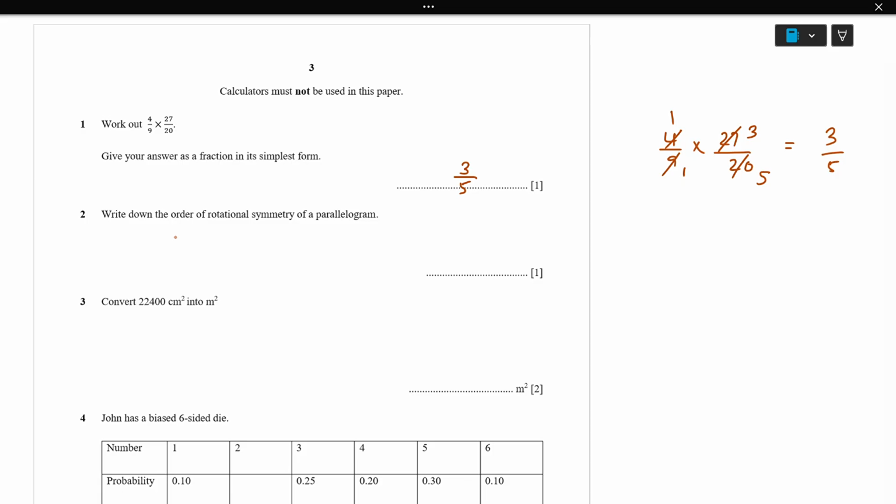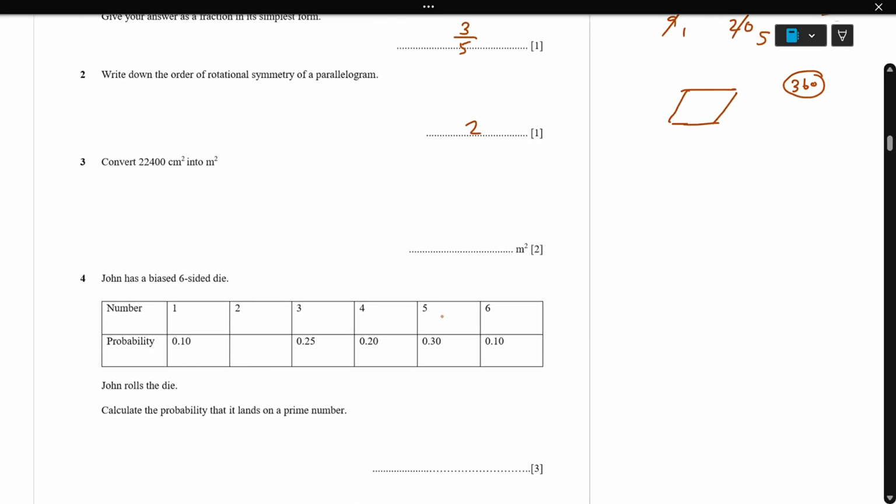Next, write down the order of rotational symmetry of a parallelogram. So this is a parallelogram, and there is no symmetry line here. For rotational symmetry, we have to rotate 360 degrees. How many times can you see the same figure? When we rotate 180 degrees, we can see one, and again at 180 degrees we will see another one. So this is rotational symmetry of order 2.